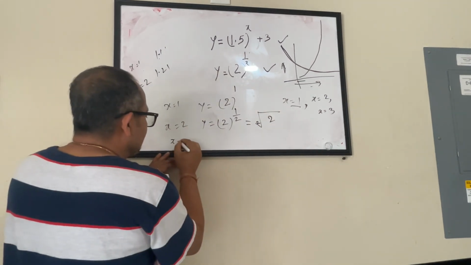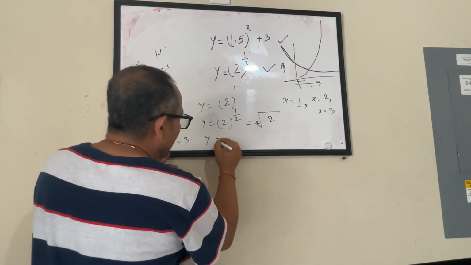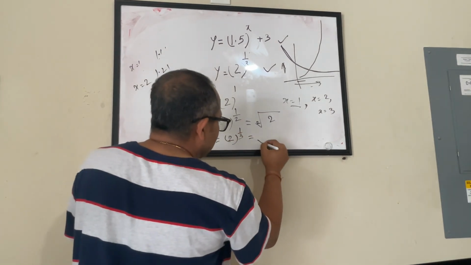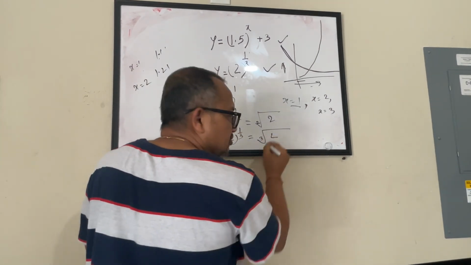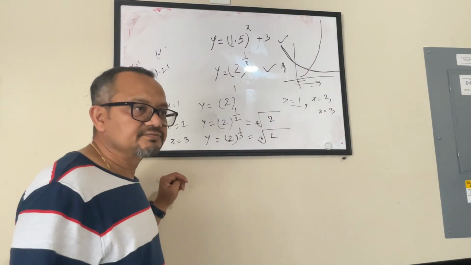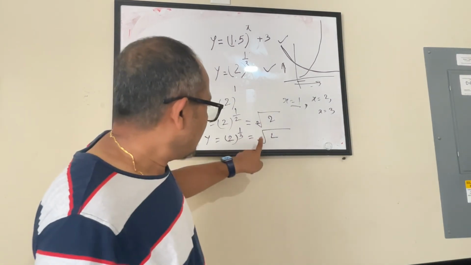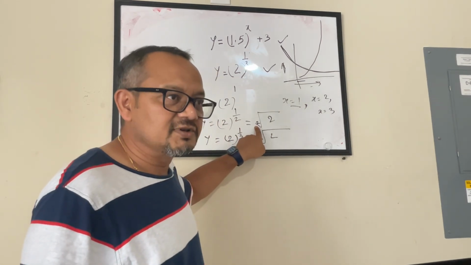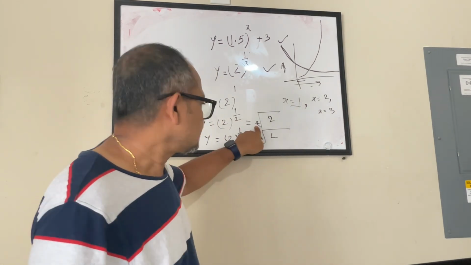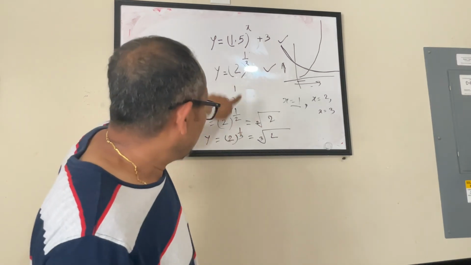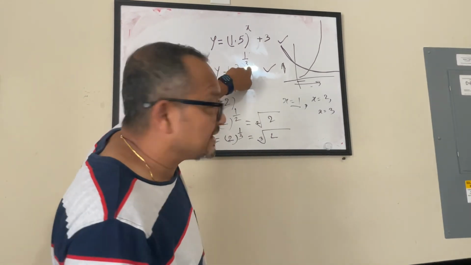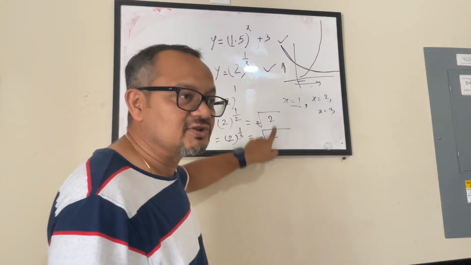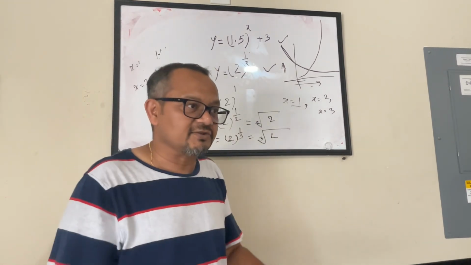When x equals 3, my value of y becomes 2 to the power 1/3. 1/3 power is nothing but cube root of 2. So, more the root, lesser the value. Yeah? So every increase of x is reducing the value because the root value is increasing, so the value is decreasing. That's the reason. Okay?